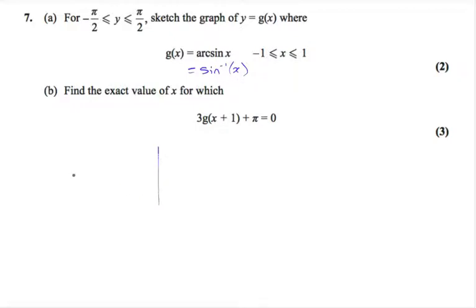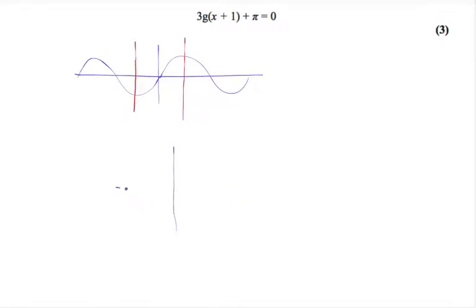The sine x graph looks like this, between 2 pi and minus 2 pi. To find the inverse of sine, to get arcsine, we need to reflect this in the line y equals x. We're only interested in the region between minus pi over 2 and pi over 2, which is this region here. So the sine graph in this region looks like this.